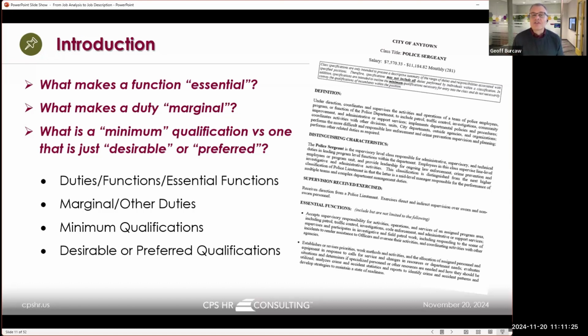So usually when we talk about essential, we talk about essential functions, or if it's other duties that are performed, it's often called marginal duties. So that's why I make that distinction. But what makes something essential versus marginal? How do we actually figure out which of those things aren't really fundamental to the job, but they're also kind of performed? There's some ambiguity there. And then with the qualifications, what makes something a minimum qualification versus something that's just desirable or preferred?